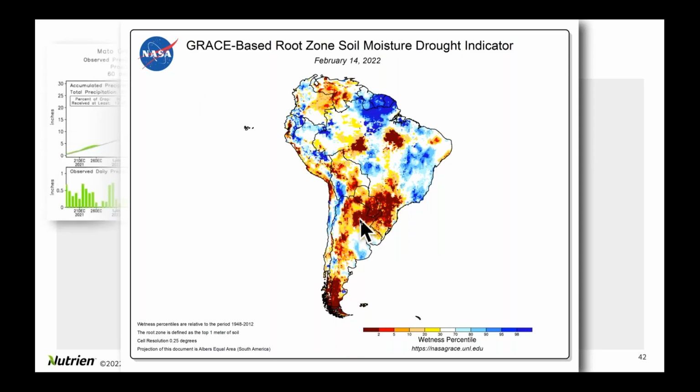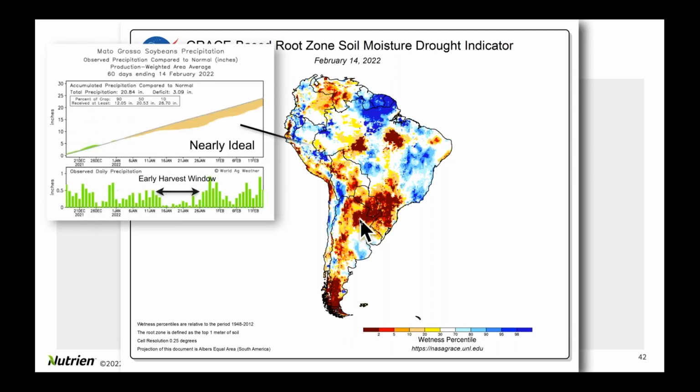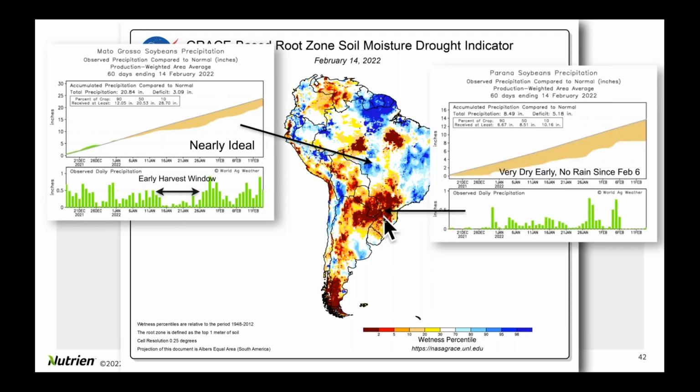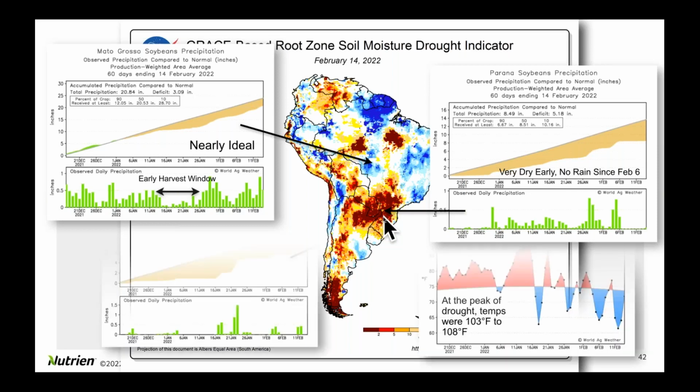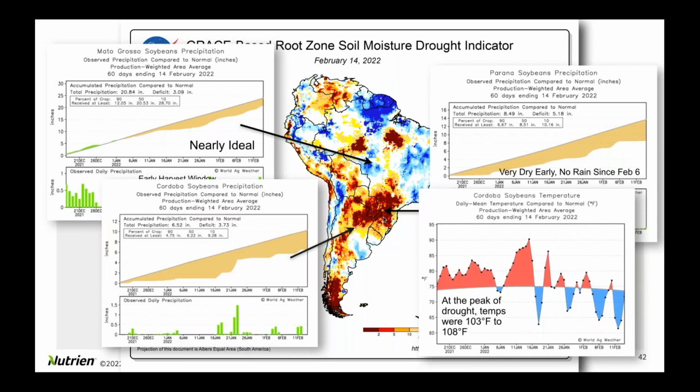Now, Mato Grosso, they've had a nearly perfect growing season. But south of there into Paraná, in fact, you can fit 2 Illinois inside of one Paraná, that state, they've been extremely dry. And the deficits there are over 50% on their rainfall. You go south of there down in Argentina, I just want to make a point here. At the peak of the dry part back in December and January, they were averaging daytime high temperatures of 103 to 108 degrees Fahrenheit and overnight lows in the 80s.